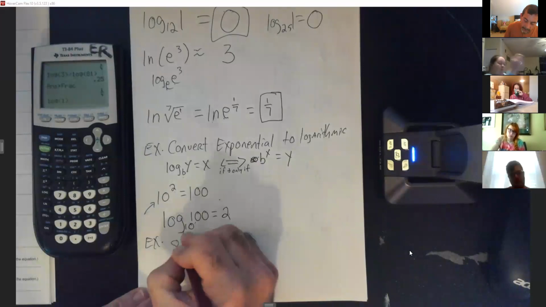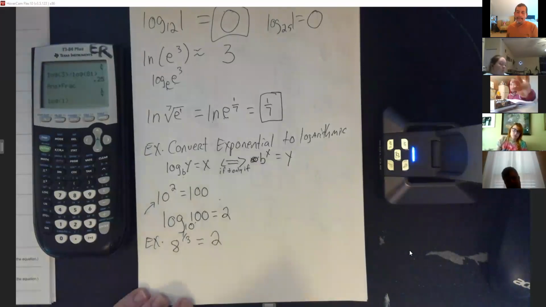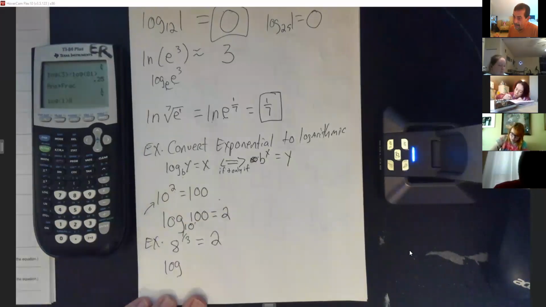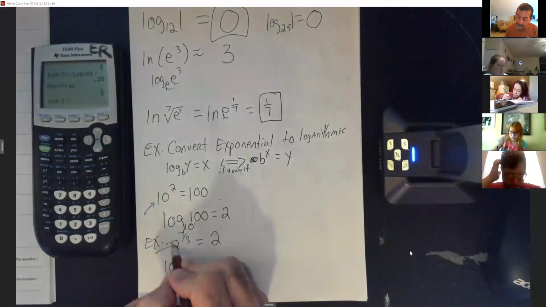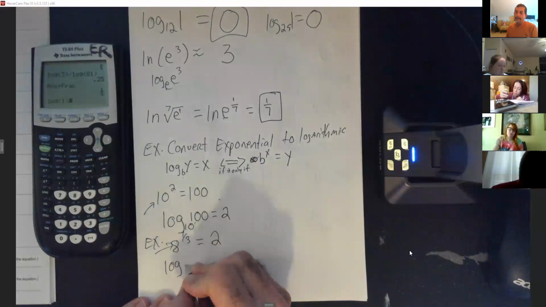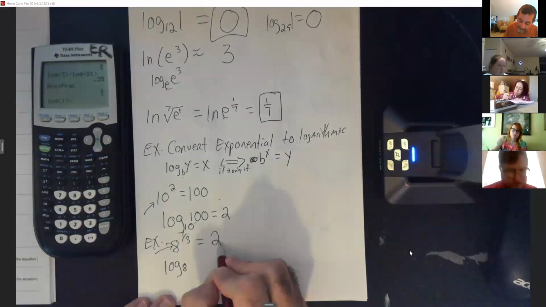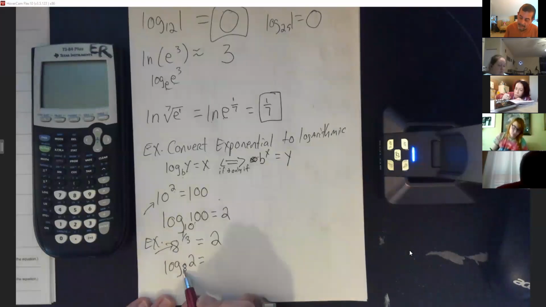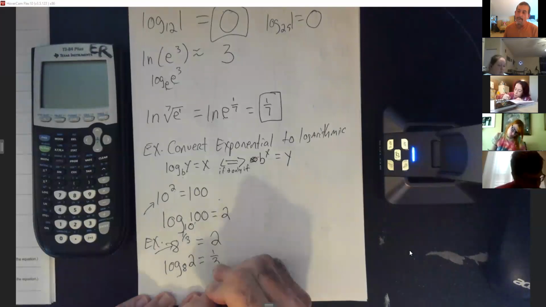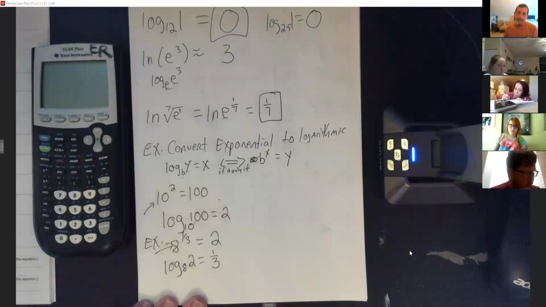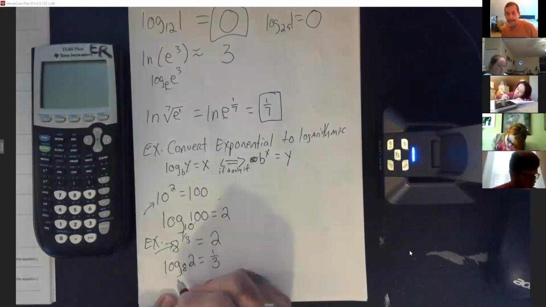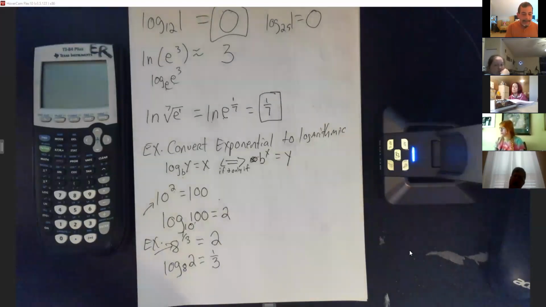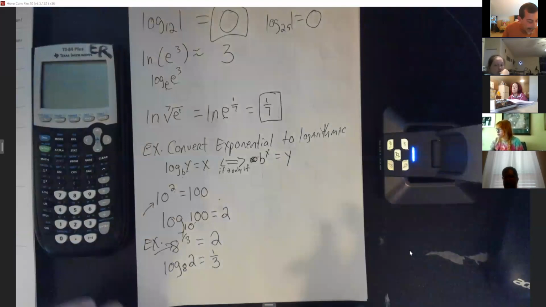8 to the 1/3 equals 2. So we're going to write it out as a log. The base is the number being hit with the exponent again. So the base is our 8. The result is the 2. And then the exponent I would raise 8 to make that a 2 would be a 1/3. Which means they took a cube root of that 8 to get that 2, okay? I didn't mind these parts because all you're doing is really just rewriting them over.